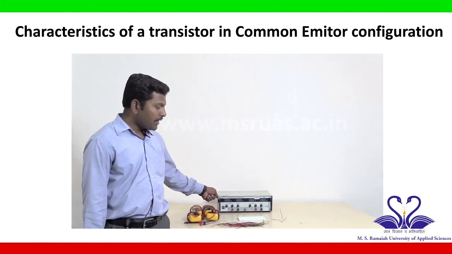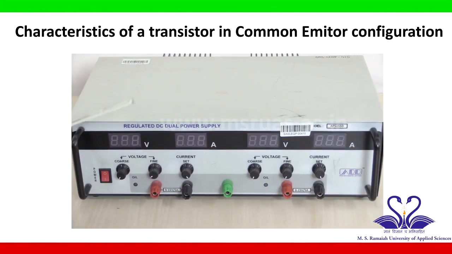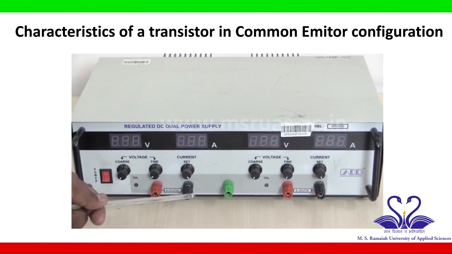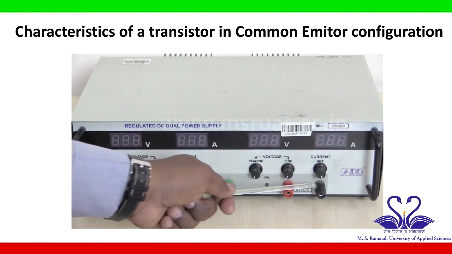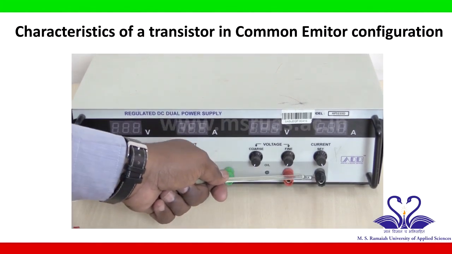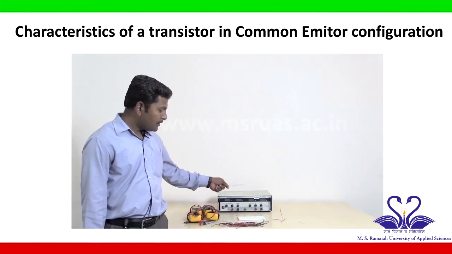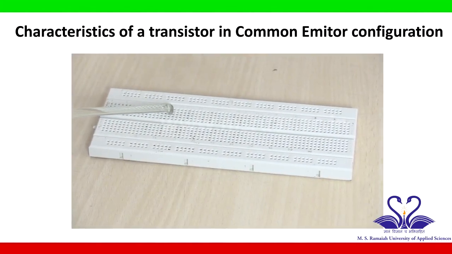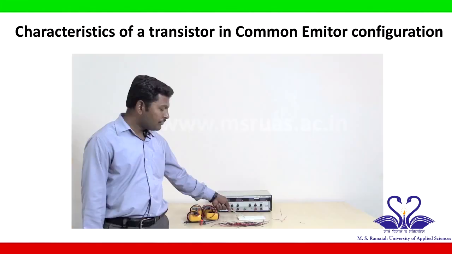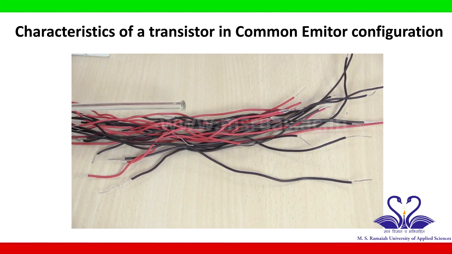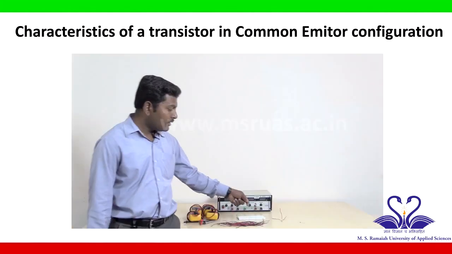Dual DC power supply. This is a DC dual power supply, and here we are using both power supplies for this experiment. One power supply is used to give the input side voltage, and the other is used to give power to the output side of the circuit. Breadboard. This is a breadboard. It is used to connect the different components of the given circuit. Connecting wire. These are connecting wires which are used to connect the different components on a breadboard.